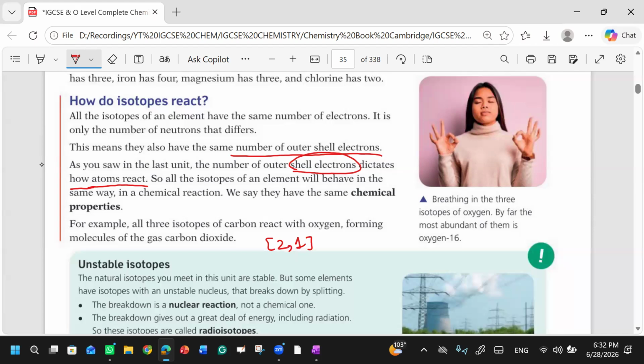It will lose one electron. So how do we know this? By checking the valence shell electron, right? We look at the valence shell electron. So this is what they have mentioned, that the number of outer shell electrons dictates how an atom reacts. We only get this information from the valence shell electron, how a particular type of atom will react. Clear? So all the isotopes of an element will behave in the same way in a chemical reaction.